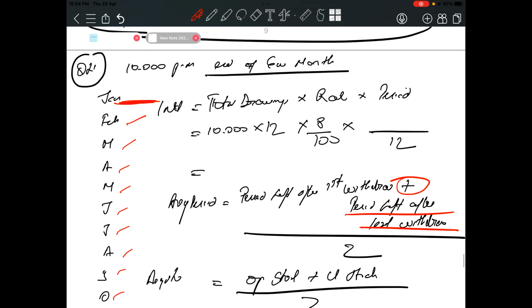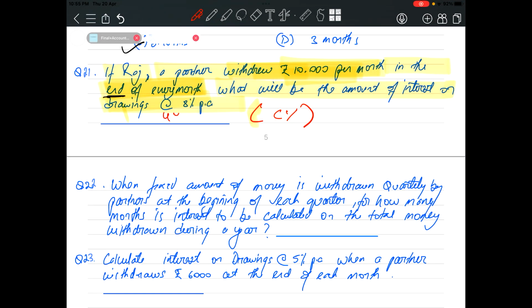Now you will calculate drawings for 5.5 months, 5.5 divided by 12. See, 10,000 into 12 is for the total drawings, because they have withdrawn 12 times. So what will be the right answer? The right answer is 4,400. So the answer of question number 21 is 4,400.